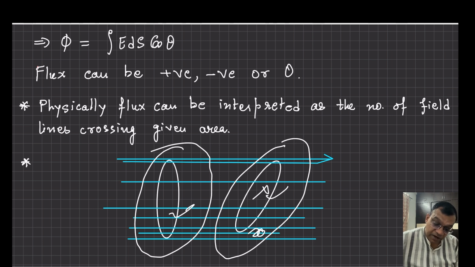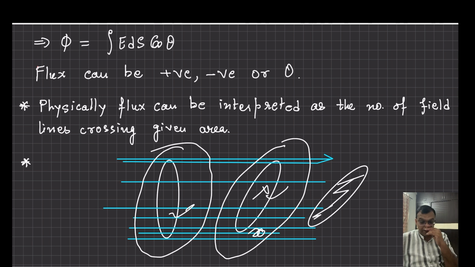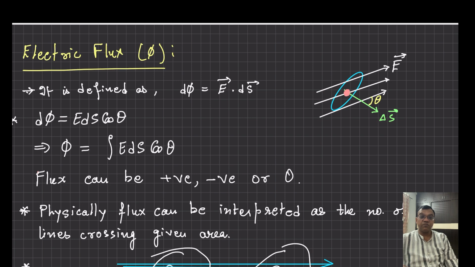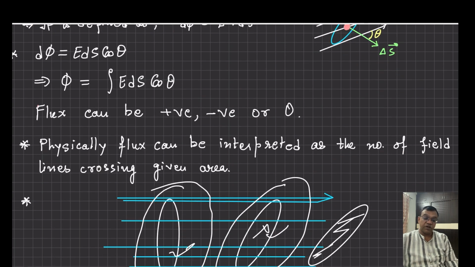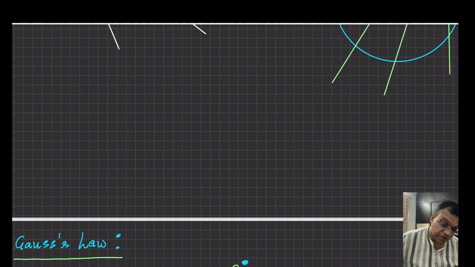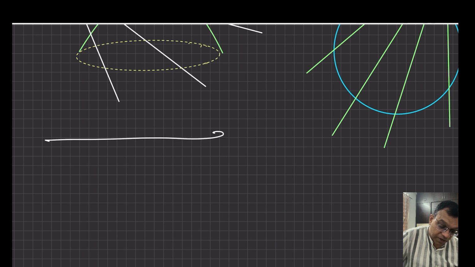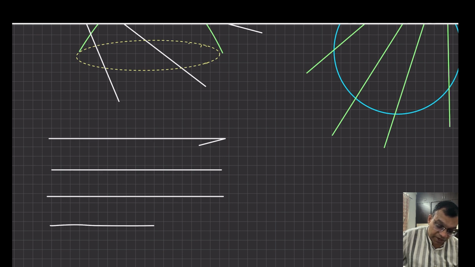If you change the angle of this surface this way, then further some less number of field lines will cross through this surface. So the number of field lines linked with the surface is the physical interpretation of the flux. Physically, flux can be interpreted as the number of field lines crossing the given area. Like if I say one example, the electric field is there in a uniform electric field, you say it is in this direction.